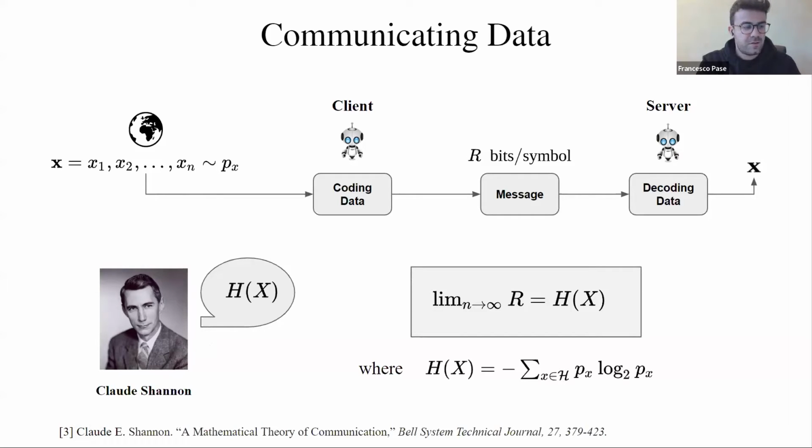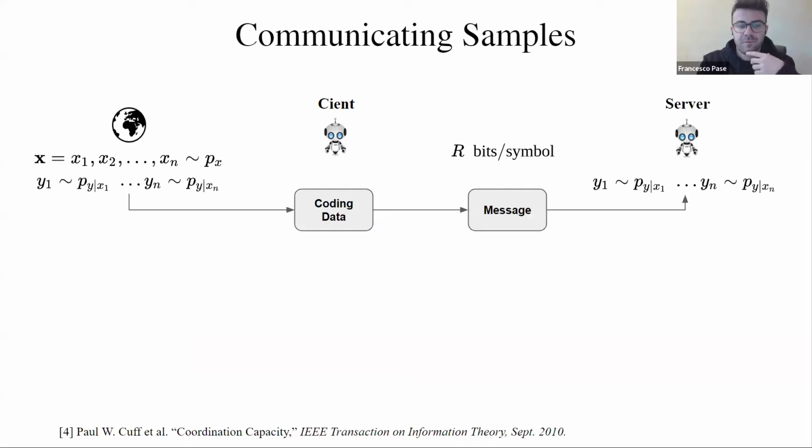But now the point is, as I said before, usually all these compression and quantization methods are not sending deterministic values, but rather samples coming from some distribution. So maybe the right mathematical formulation, and we were inspired by Cuff's paper on coordination capacity. Here the idea is, maybe we don't want the server to exactly recover the exact sequence of samples that can be observed by the client.